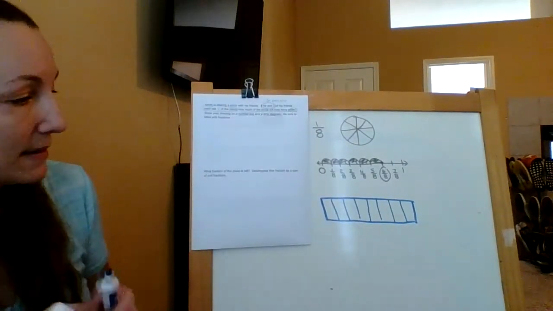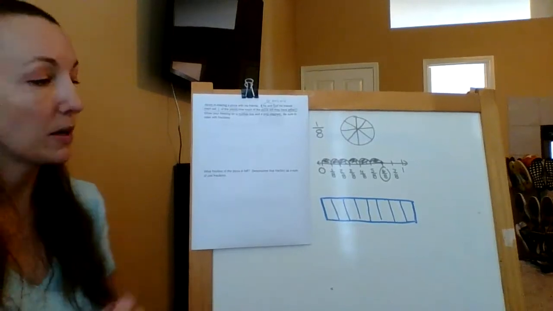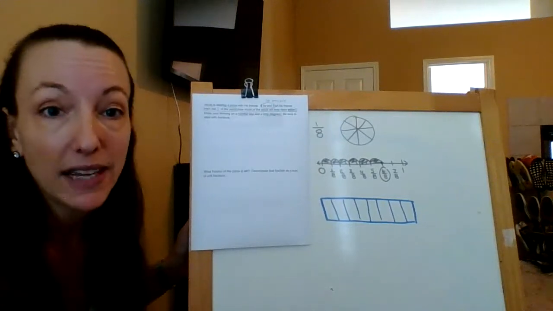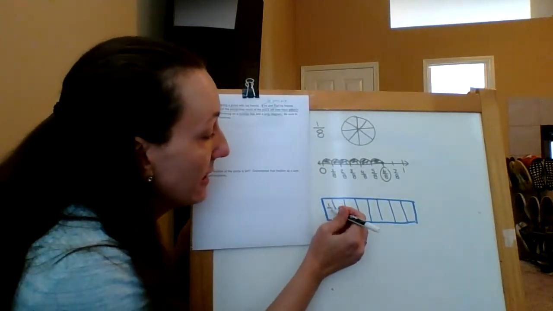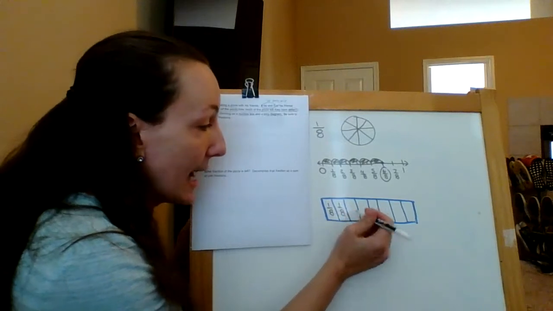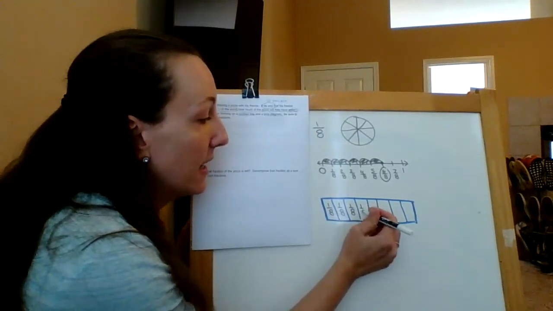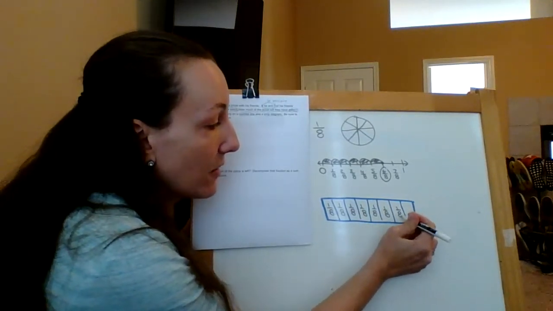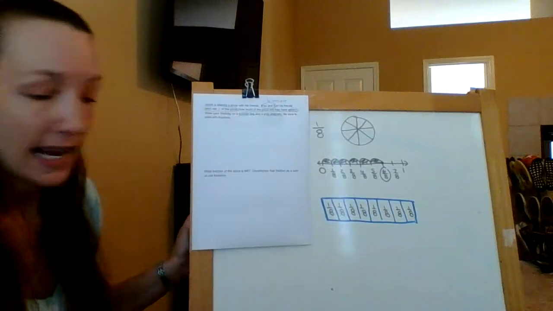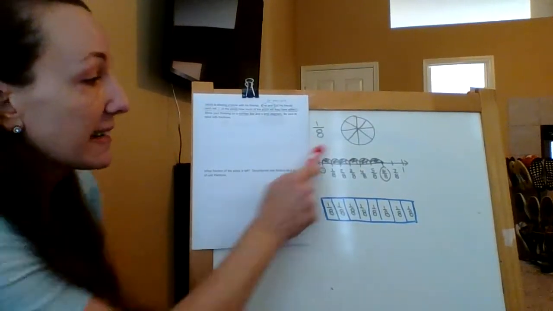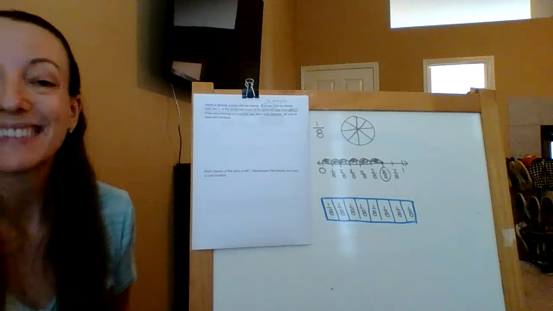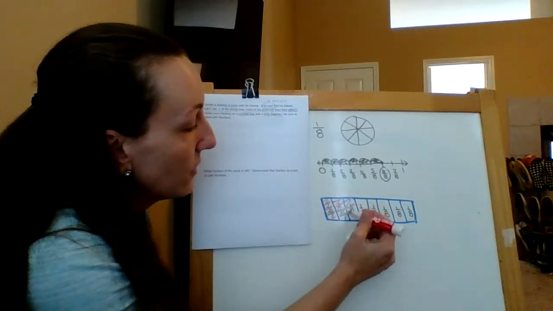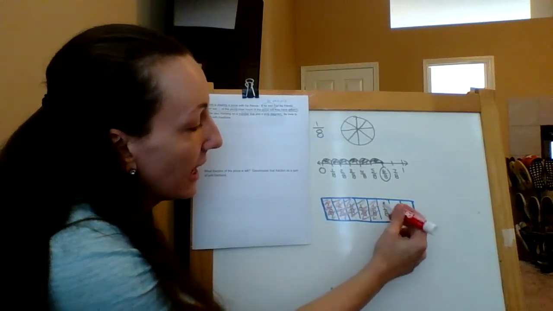Now, we need to make sure that we remember that each of these pieces is 1 out of the 8 total pieces, right? So this is 1/8, but this piece is also 1/8. This piece is also 1/8. They're each just 1 out of the 8 total pieces, which is our unit fraction, right? They're each just 1/8. And if we have 6 people sharing the pizza, then that means 6 of those pieces need to get shaded in. 1, 2, 3, 4, 5, 6.